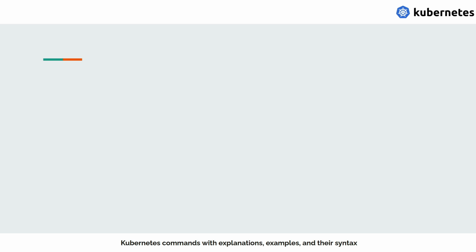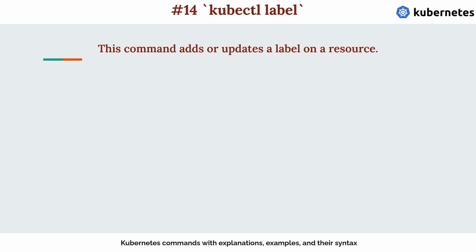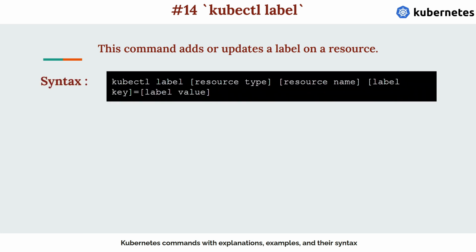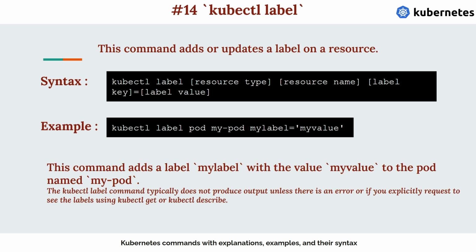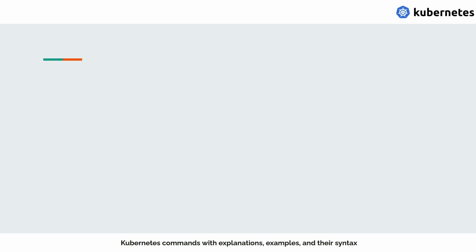Next command is kubectl label. This command adds or updates a label on a resource. Let's see the syntax. The usage of the kubectl label command starts with the kubectl label keyword, followed by resource type, resource name, label key equals label value. This command adds a label mylabel with the value myValue to the pod named mypod. The kubectl label command typically does not produce output unless there is an error or if you explicitly request to see the labels using kubectl get or kubectl describe. Next command is kubectl top.